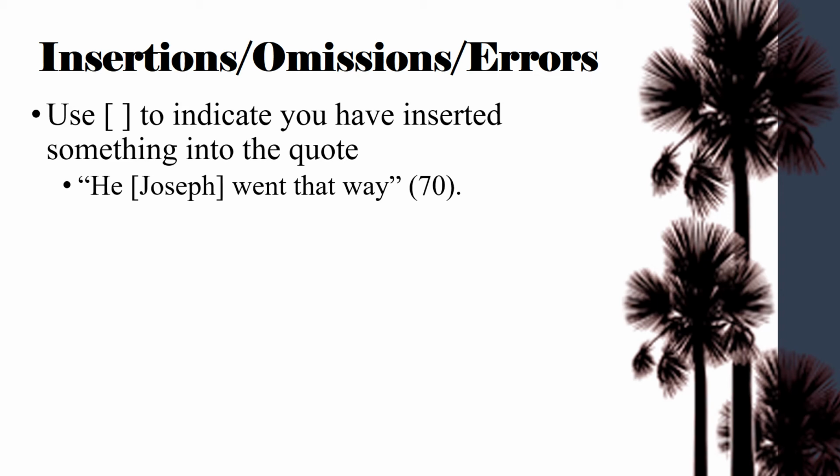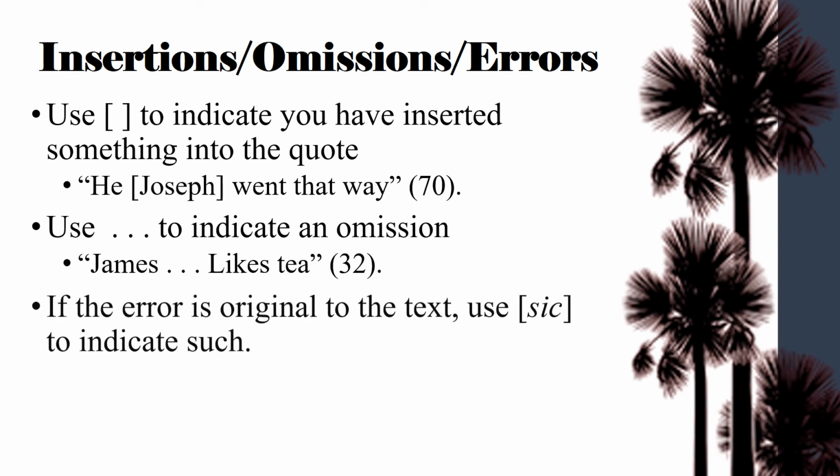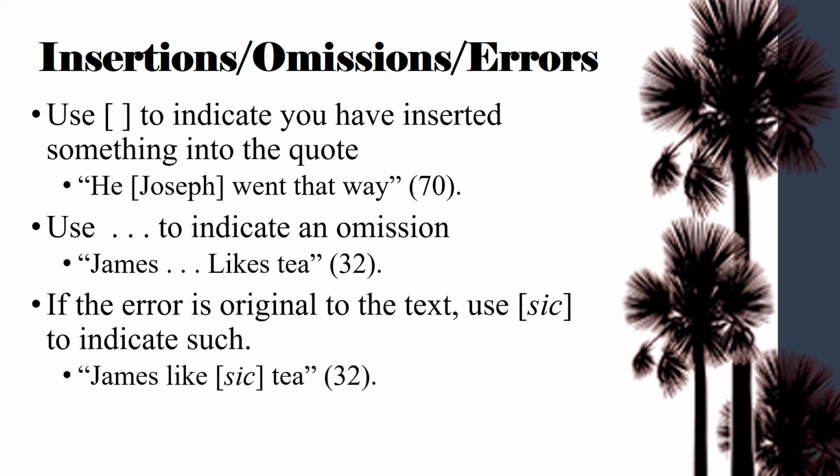If you are removing unnecessary text, use ellipses to indicate an omission. For example, James ... likes tea. To maintain integrity, you may choose not to alter the quote in any way. If the error is original to the text, use square brackets, [sic], S-I-C, to indicate such. For example, James like [sic] tea.